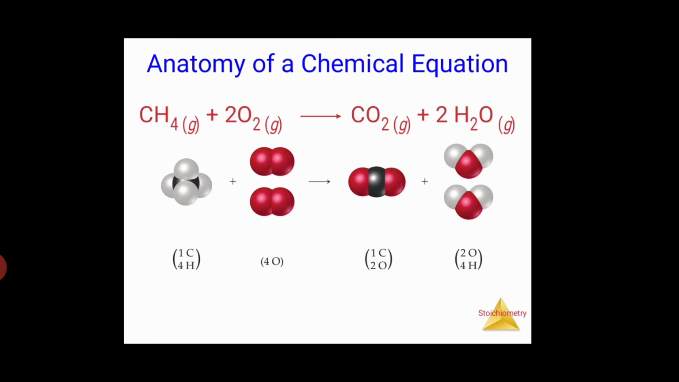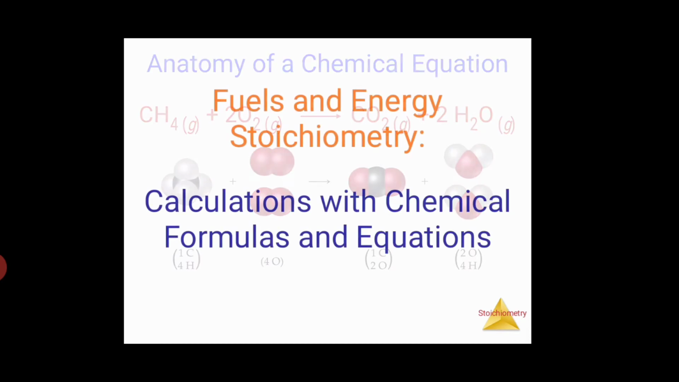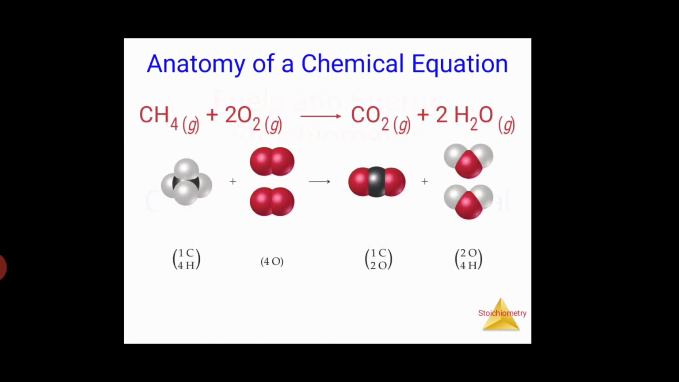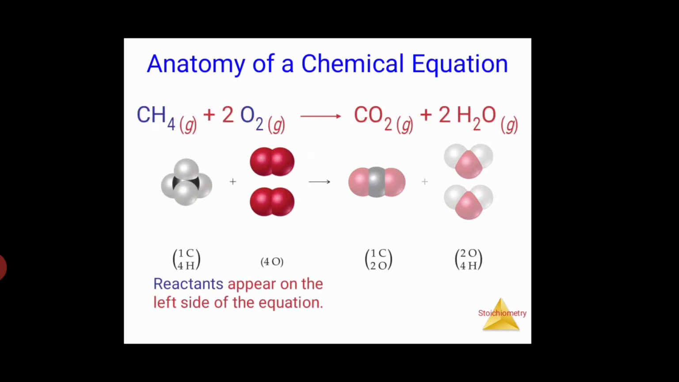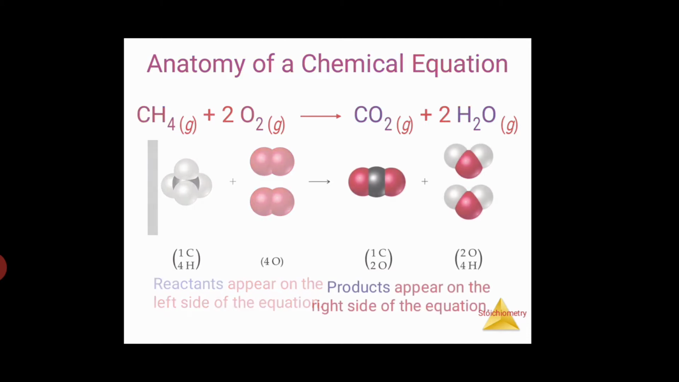So you have here the molecule of methane, and then we have here 2 moles of oxygen forming carbon dioxide plus 2 moles of water. What you have there on your left are called reactants, and what you see on your right is what we call products.